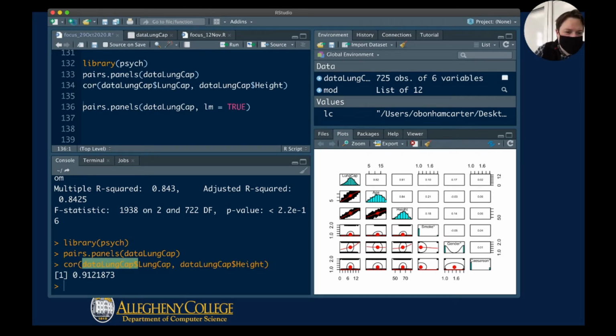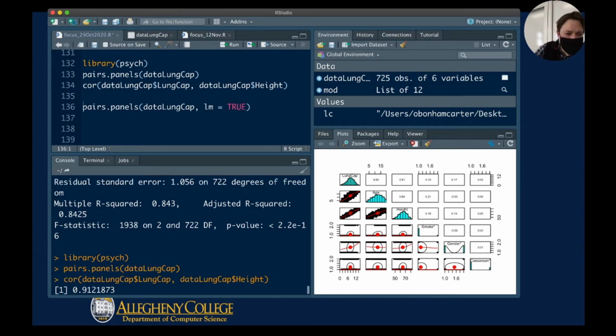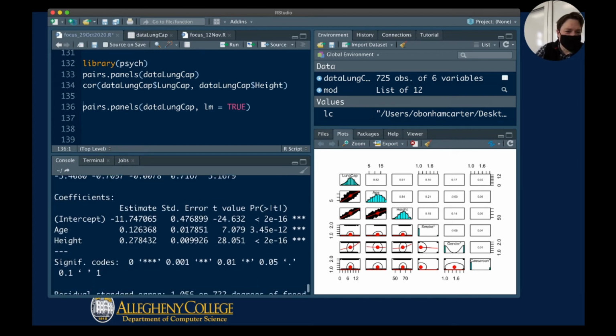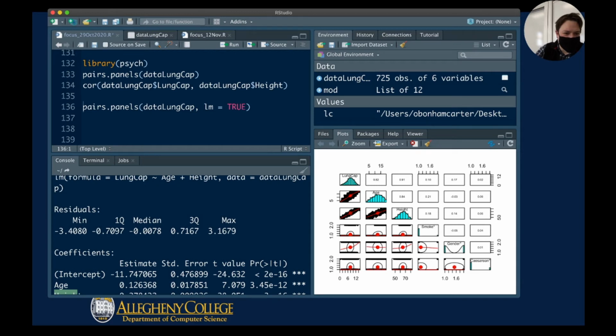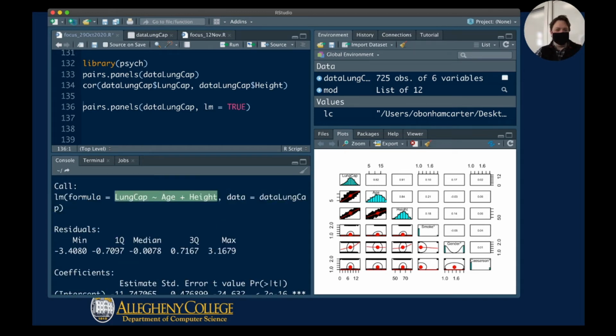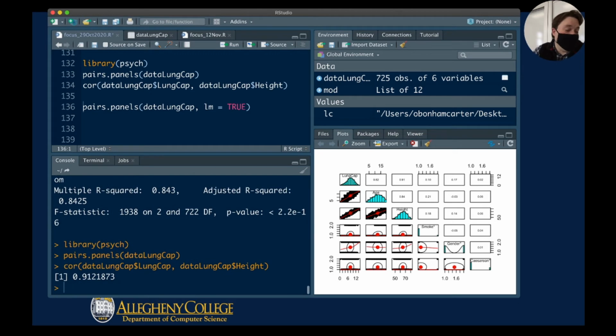I'm saying, go to this data set, find this column, that's my lung capacity, go to this data set, and then this dollar sign here means find, and then height. So really I have two different columns of data that I'm looking at. This 0.91 is the same value I see in my box, and it suggests there is some correlation between lung capacity and height. That means my model, which I created earlier, right up here, where I have height and lung capacity in there, these two variables belong in the model somehow. I don't know how they do. I don't know what the effect is.